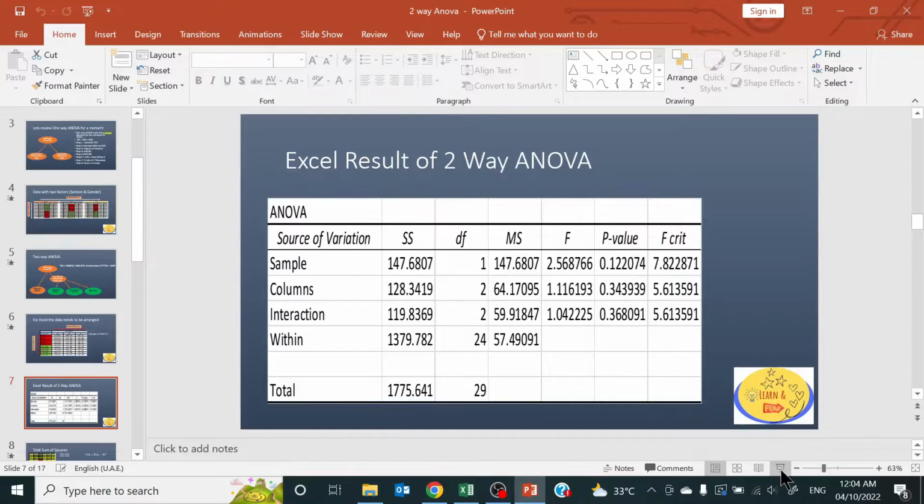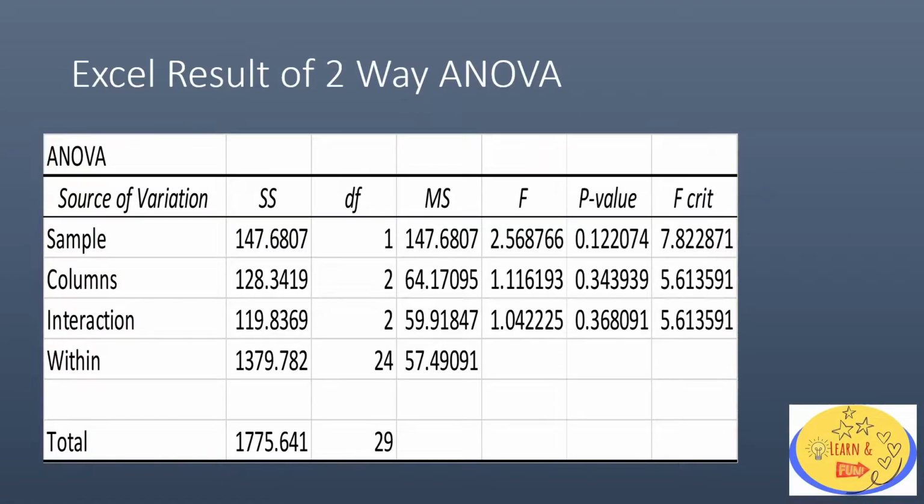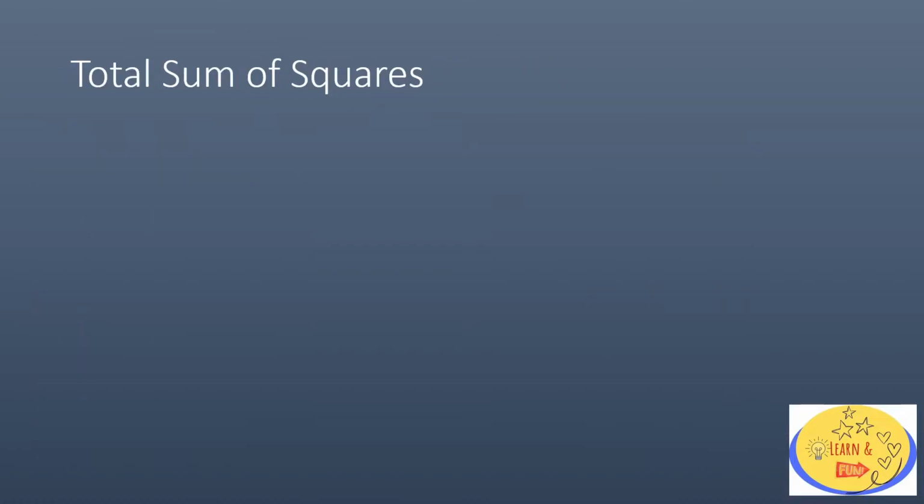I have taken the same result here just to show you that we are going to find all these values and the procedure to calculate these values. Okay, so now the first one is total sum of square.